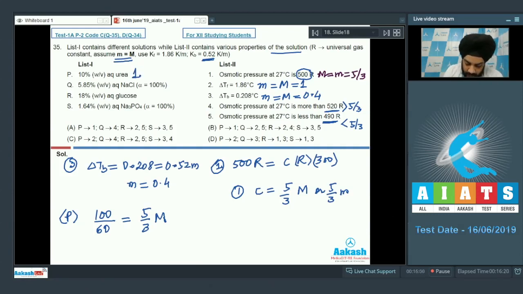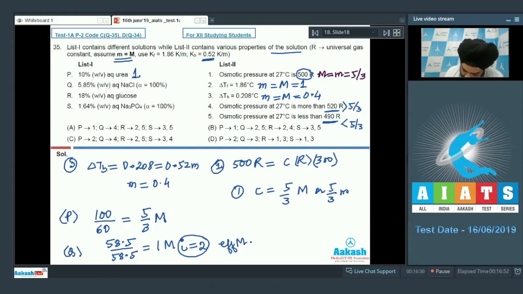Let us look at the second option now. So for Q we have 5.85% weight by volume. Again, if we convert it to 1000 ml, we're going to have 58.5 grams. So 58.5 by 58.5 will give us a value of 1 molar, but the i value is 2 in this case. So students, the effective concentration or the effective molarity or molality shall be equal to 2 in this case. And for this option, we can clearly see that 4 is going to be a match. So Q will be matched with 4.